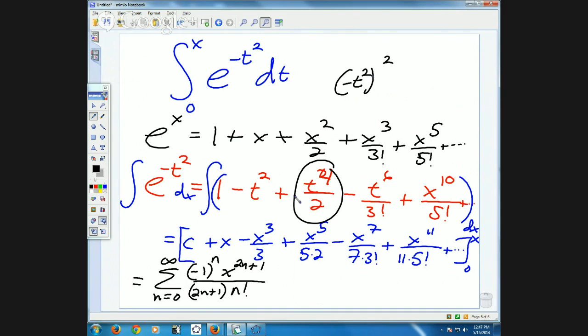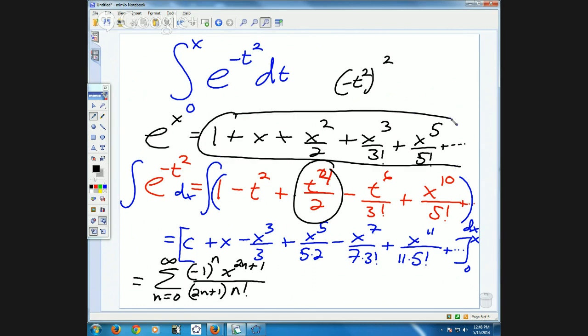I tried plugging it all in just to e to the t squared, so I just did that instead of e to the x. Yeah, you're going to plug negative t squared in for e to the x. But I didn't use e to the x, I used e to the t squared. Okay. All right. So why did GeoGebra not graph it right?